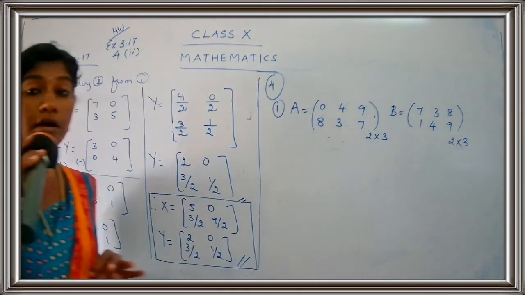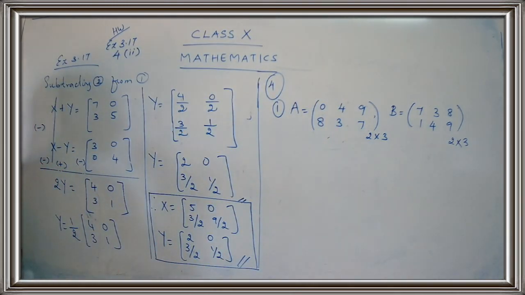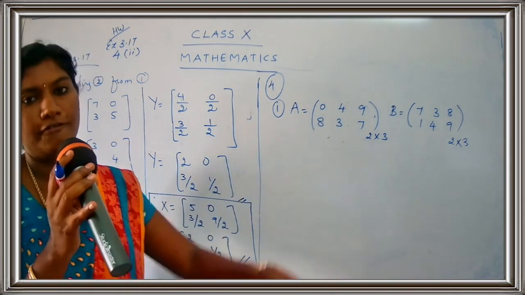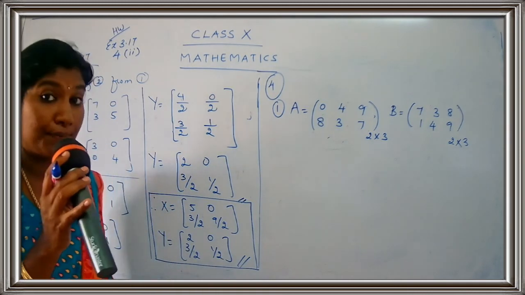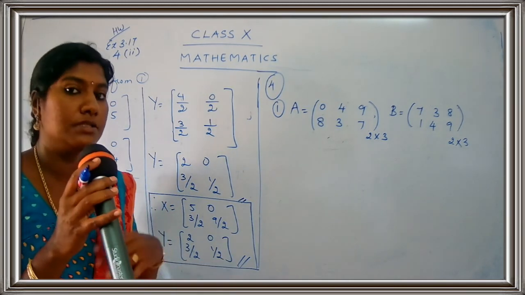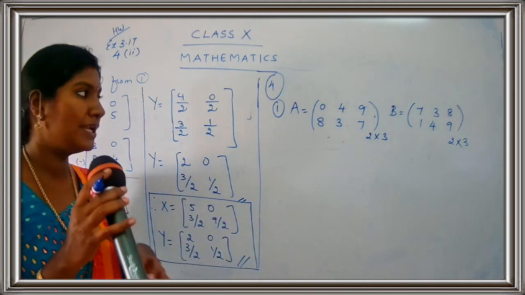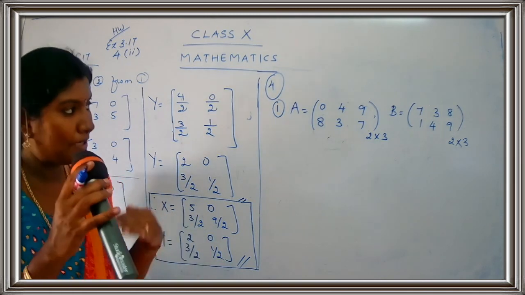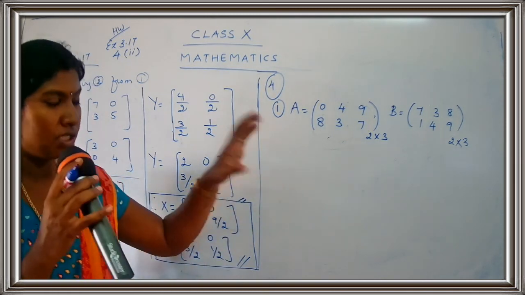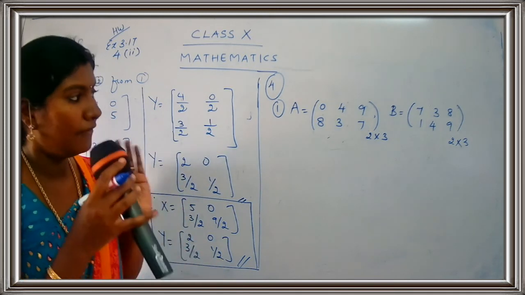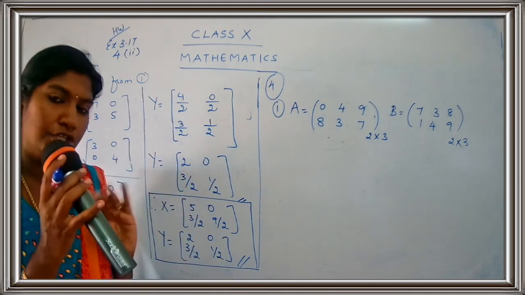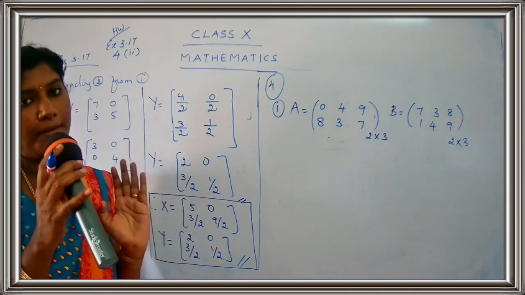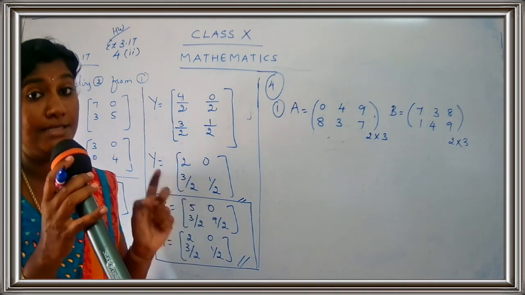I have told you we can add or subtract matrices if the orders are the same. You should get the same order of matrix. Otherwise, we cannot add or subtract the matrices. But in case of multiplication, it does not matter. For multiplication, you can just multiply. But for multiplication, we have another condition to be followed that I'll be telling you when we go for the multiplication part. Just remember, whenever you do addition or subtraction of matrices, the orders of the matrices should be the same.